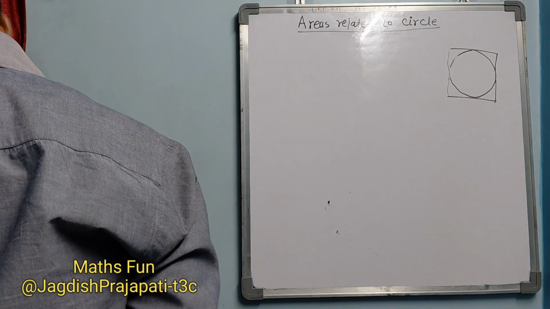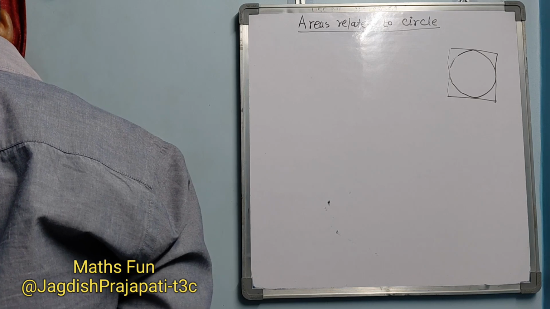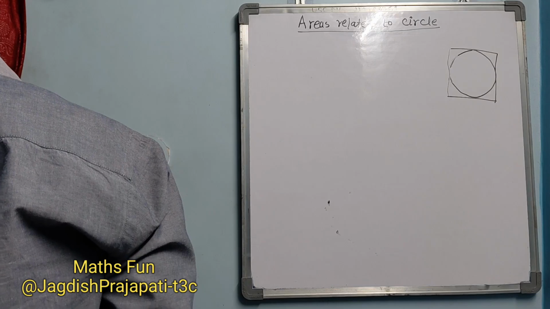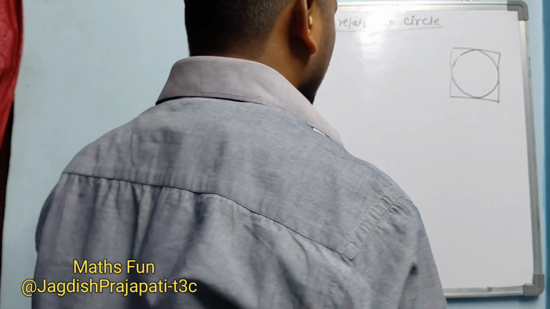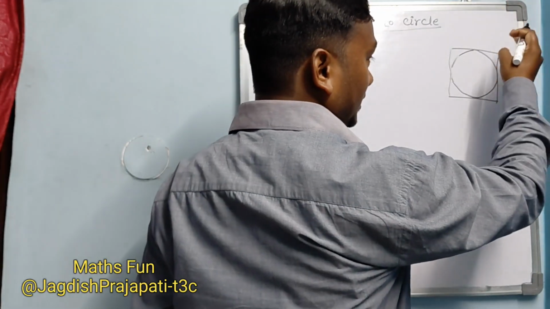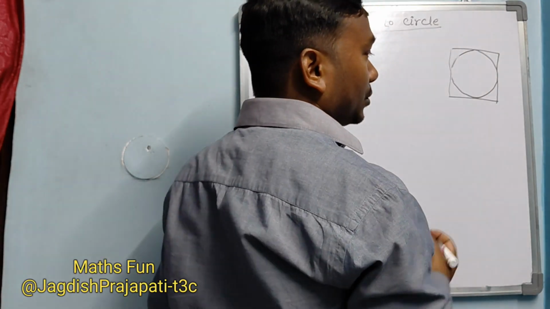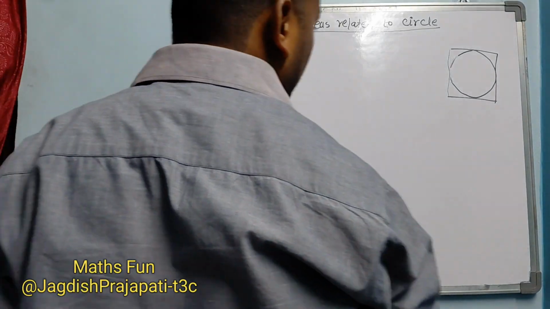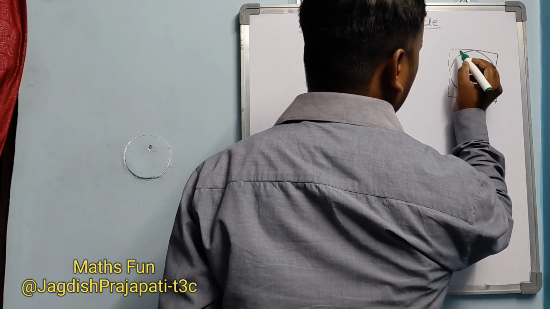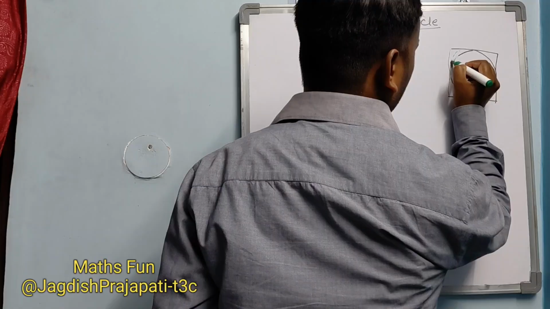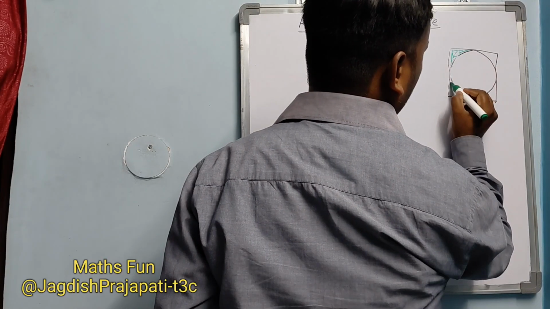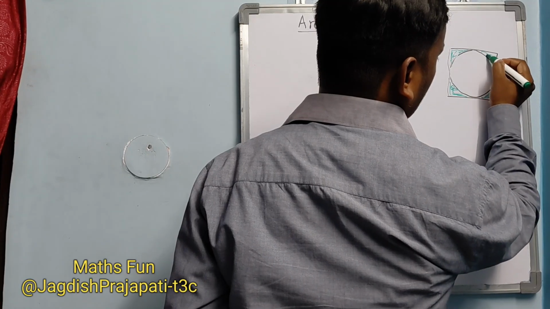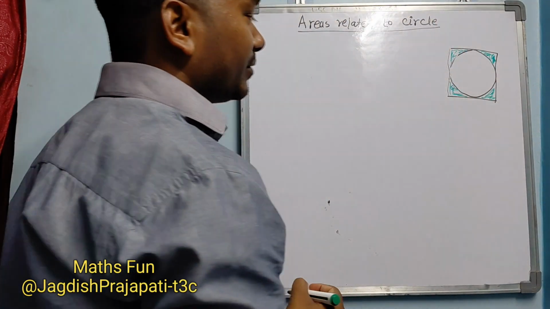A circle of radius 7.5 is inscribed in a square. Find the area outside the circle and inside the square. We have to find out the area outside the circle and inside the square. So what are those areas? Those areas are these four corners. This one, this one, this one, and this one. So how can we find that area?